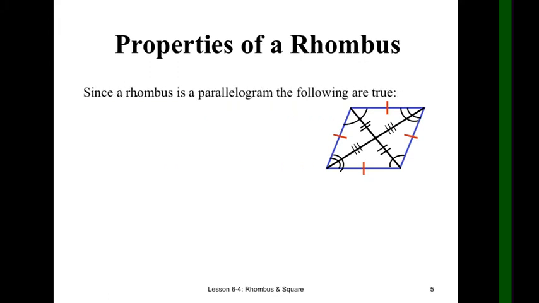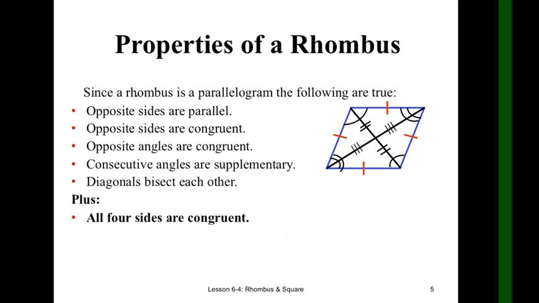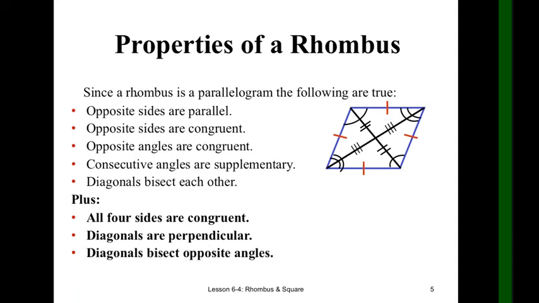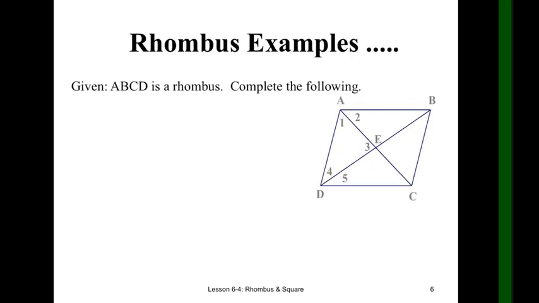Properties of a rhombus, continuation. Since a rhombus is a parallelogram, the following is true. I already told you about this. Plus, all four sides are congruent. So, sa lahat daw ng sides nito, congruent. Diagonals are perpendicular and diagonals bisect opposite angles. So, it just summarized what I've told you a while ago. And also, the small triangles are right and congruent.